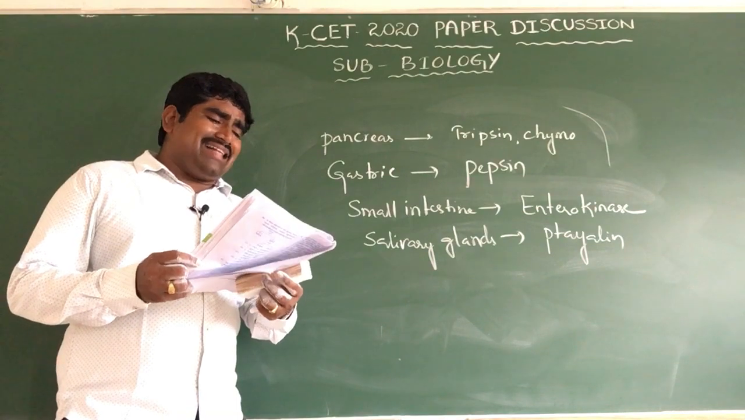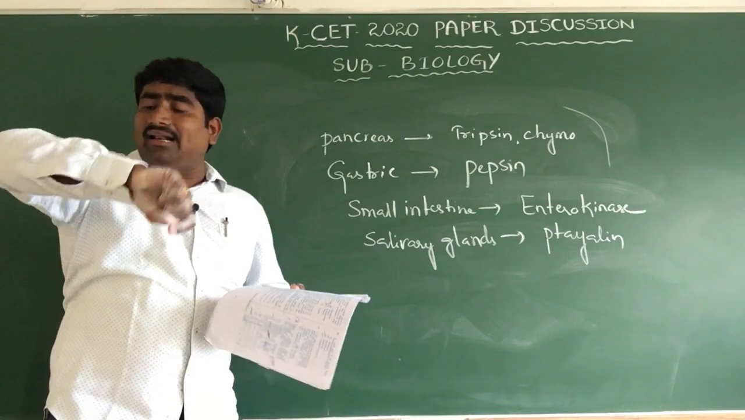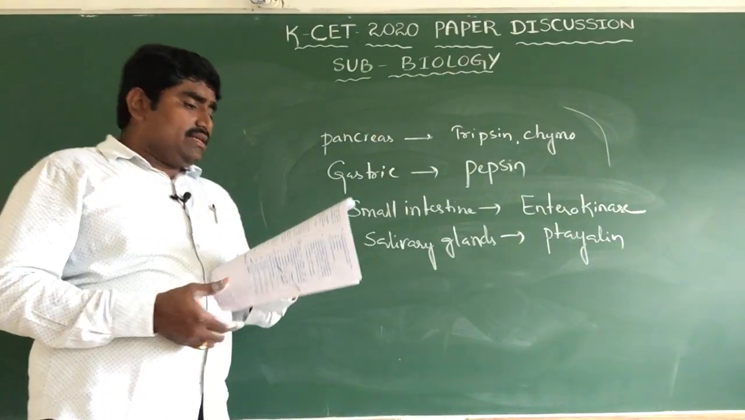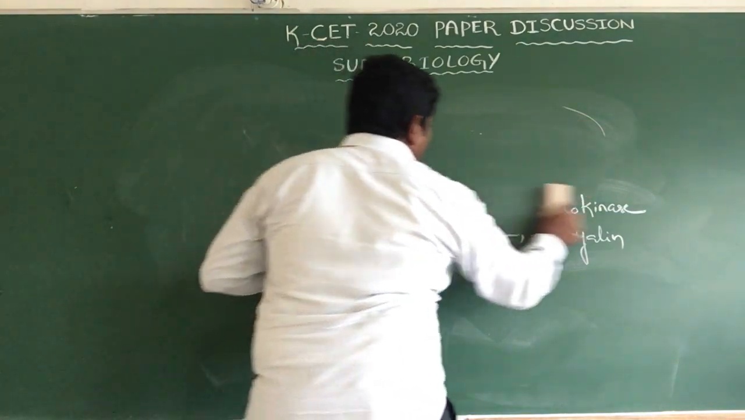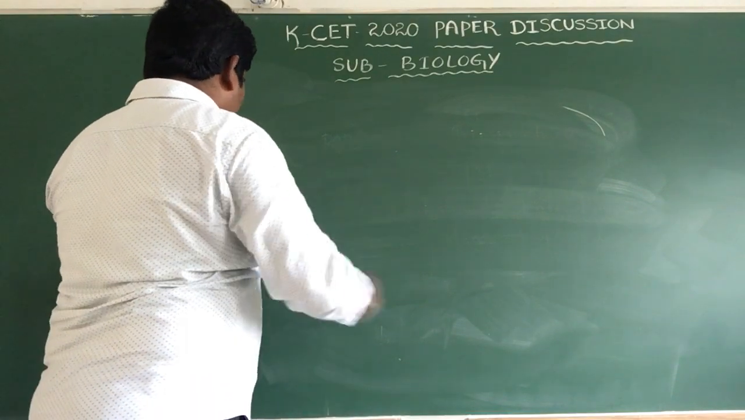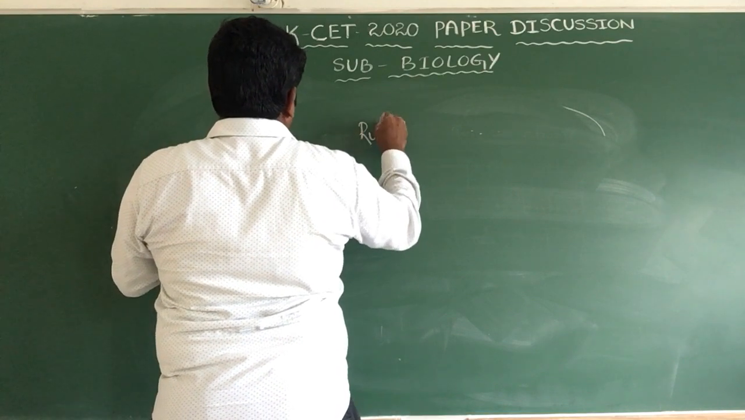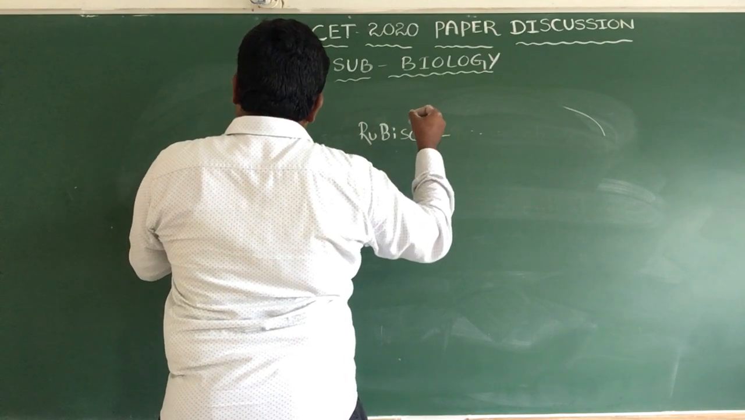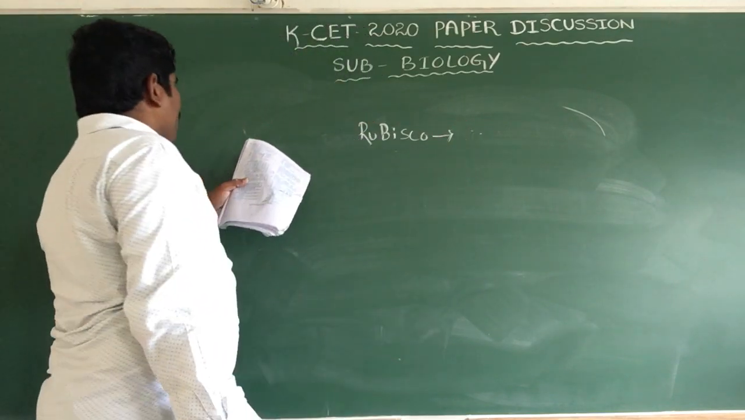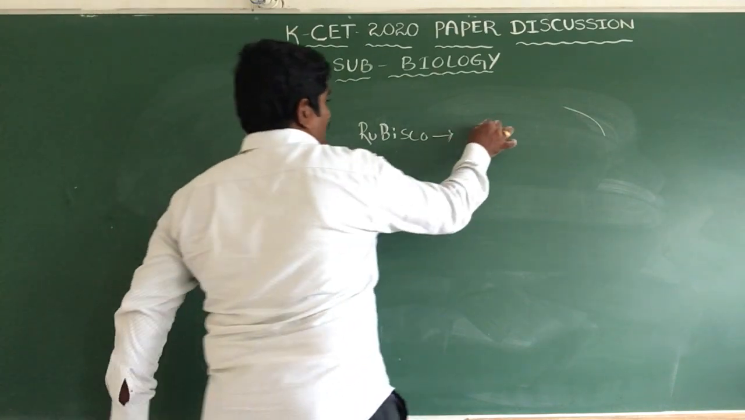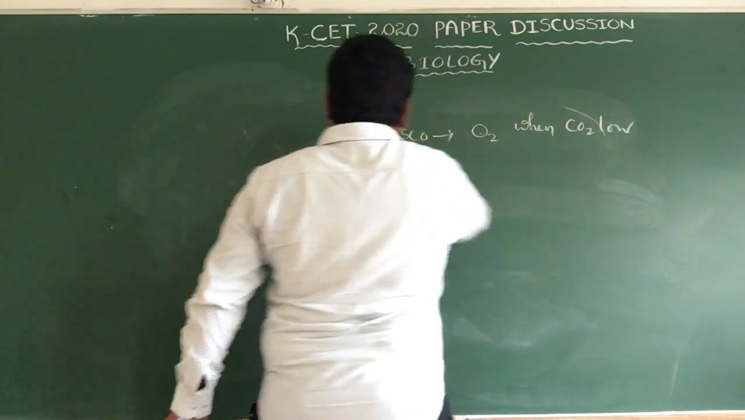This is what they have given: match the following, digestive glands and digestive juices and their enzymes. Next one is consider the following statements. Here 4 statements are given. The first statement indicates that Rubisco has high affinity to oxygen when CO2 is low. This is a right statement.